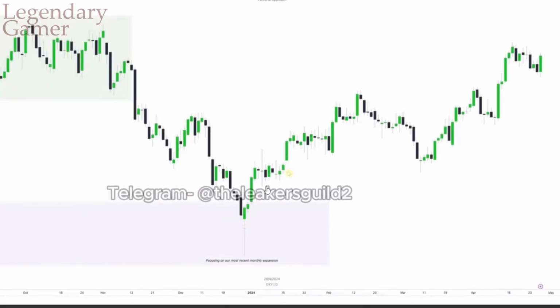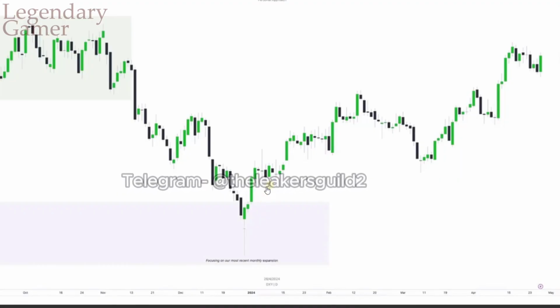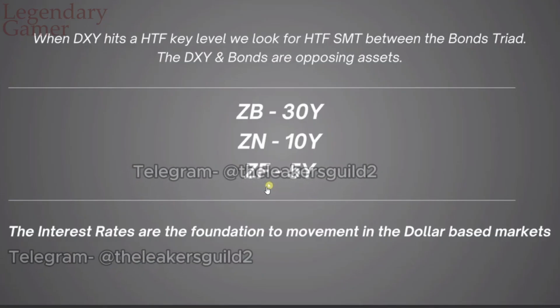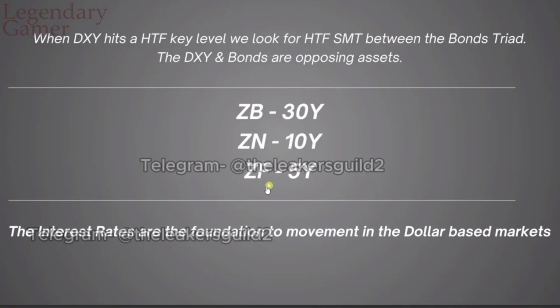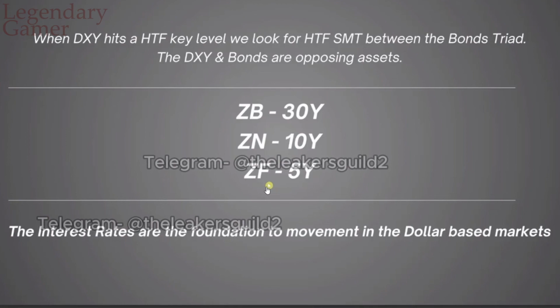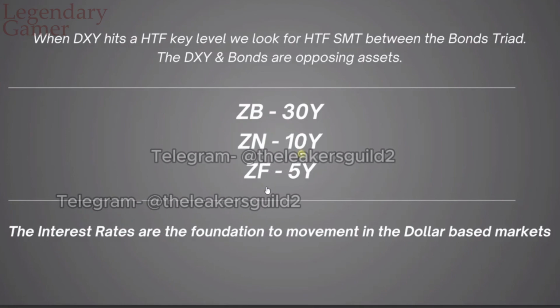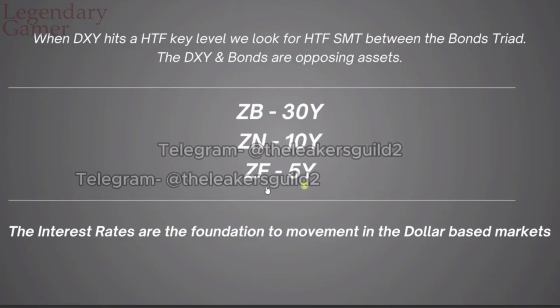We've got a daily time frame over here. So we're focusing on this most recent monthly expansion, right? So what are we gonna do once we hit a higher time frame key level? We are actually gonna be using the bonds triad. So when DXY hits a higher time frame key level, we're going to be looking for that higher time frame SMT between the bonds triad. The DXY and bonds are opposing assets. So I've got the symbols over here for the 30-year, 10-year and the 5-year bonds, and interest rates are the foundation to movement in the dollar-based markets.